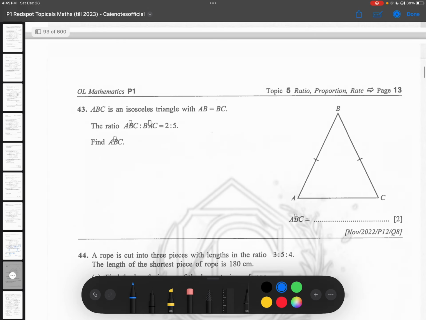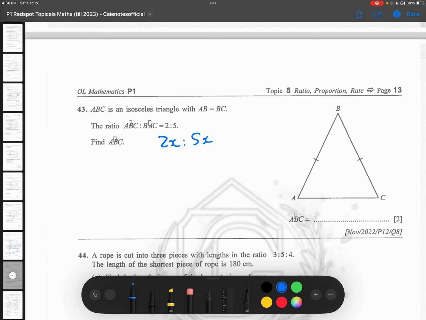Question number 42 says ABC is an isosceles triangle with AB equal to BC. The ratio of angle ABC to angle BAC is 2 to 5. We have to find the angle ABC. So the ratio of ABC and BAC is 2 to 5. So I can write it down like this as well, 2x to 5x. X means the quantity in one part or in one ratio. So 2x means the angle ABC and 5x means the angle BAC.